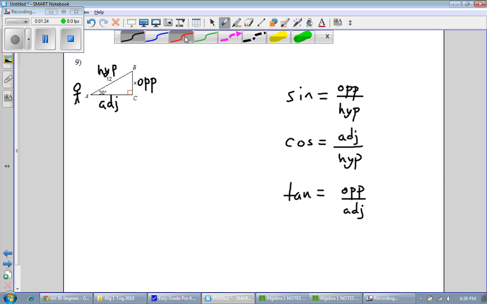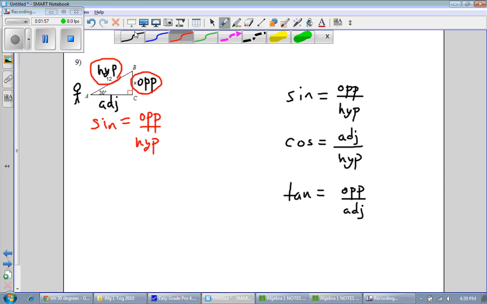So how do we solve for that missing side X? What do I know? The hypotenuse. And what do I want to know? The opposite. I circled opposite and hypotenuse. Which of these three, sine, cosine, or tangent, tells you about opposite and hypotenuse? It's sine. So we write the sine is equal to the opposite over the hypotenuse.